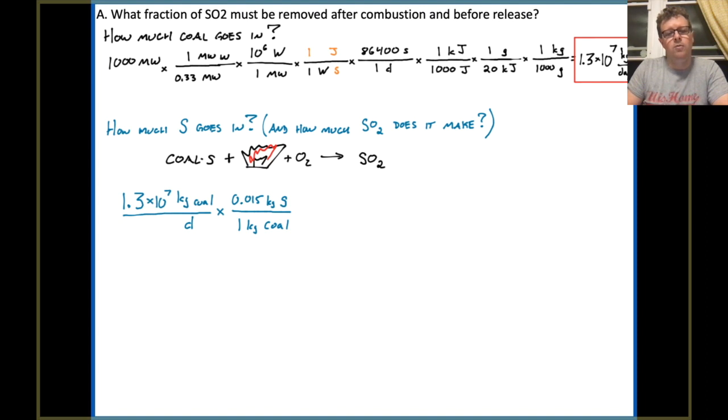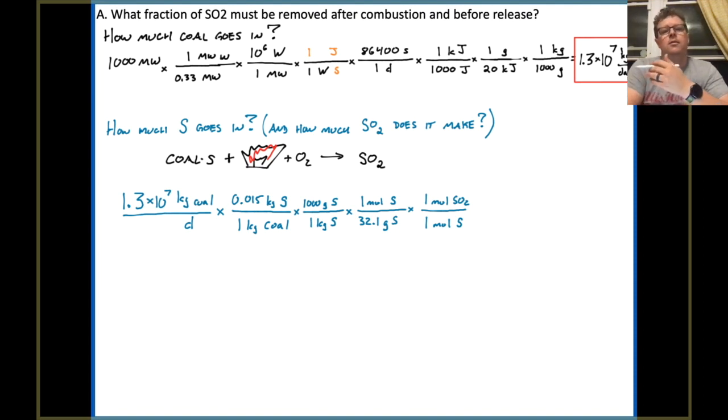So we can start with how much coal goes in. And we know that coal was 1.5% sulfur by mass. So 1 kilogram of coal containing 0.015 kilograms of sulfur. Converting that into grams. And then we can use the molar mass of sulfur, or the atomic mass of sulfur, to go from grams to moles of sulfur. And we're doing that so we can use our balanced chemical equation. 1 mole of sulfur generates 1 mole of sulfur dioxide.